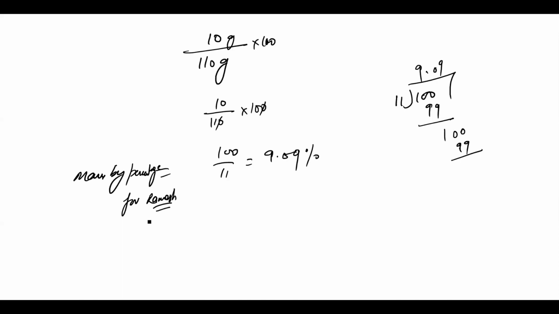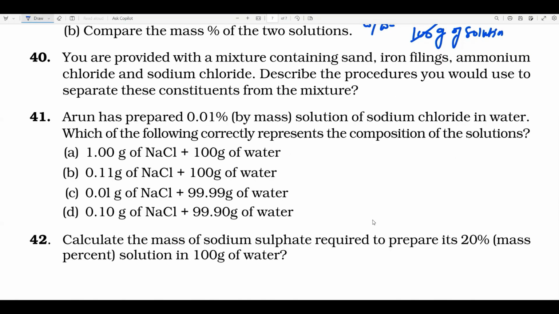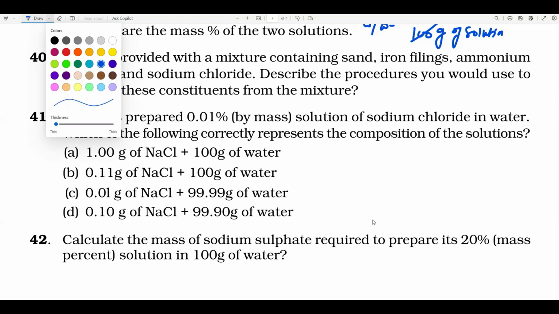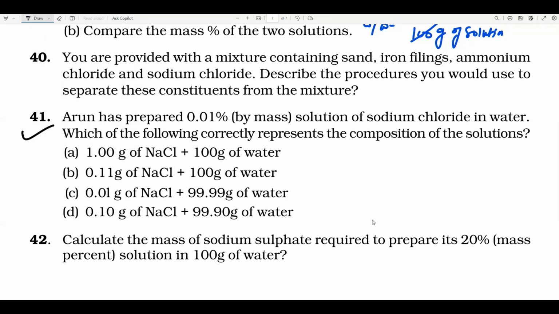Okay, so read this question, question 41. This is a very important question from the NCERT exemplar. Arun has prepared a 0.01% by mass solution of sodium chloride, and the resulting solution is 0.01%. Which of the following correctly represents the composition? You need to check whether each option gives you this value. Tell me which one is the correct option.